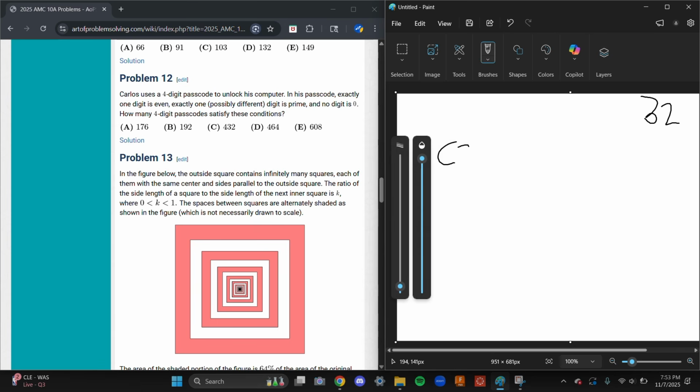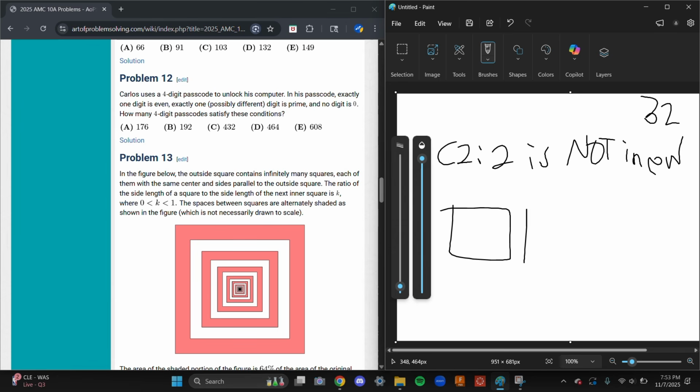And now case 2: 2 is not in the password. Okay, so if 2 is not in the password, then we need a different even number and we need a different prime number.